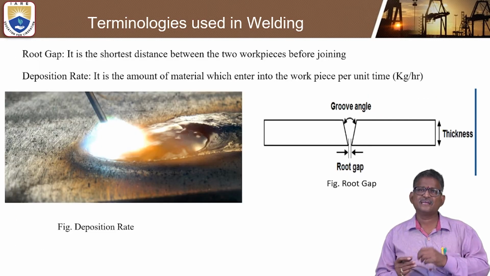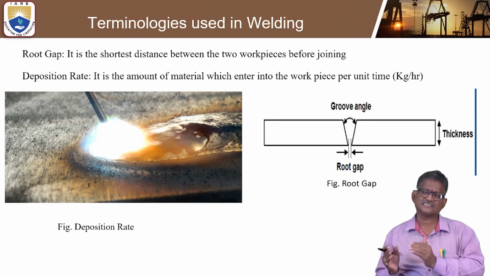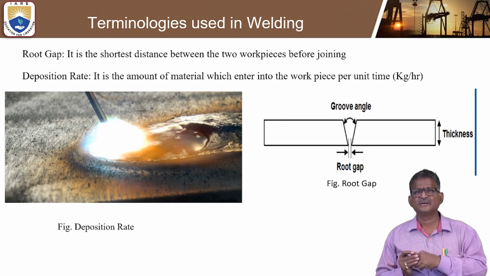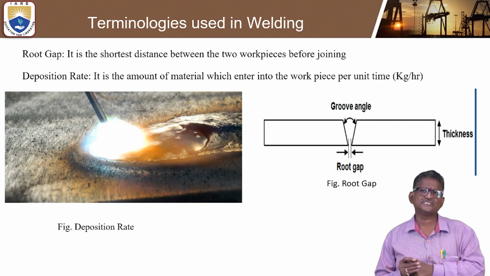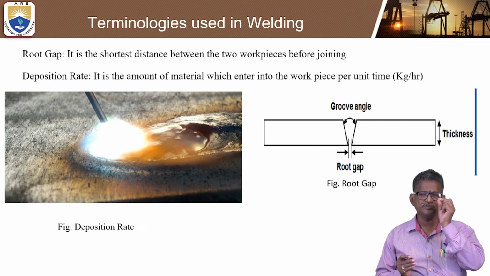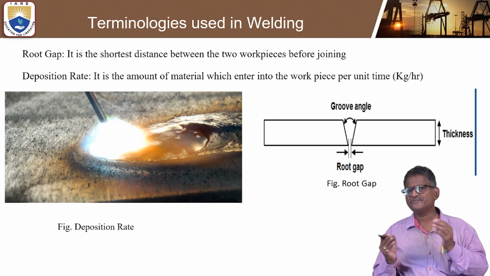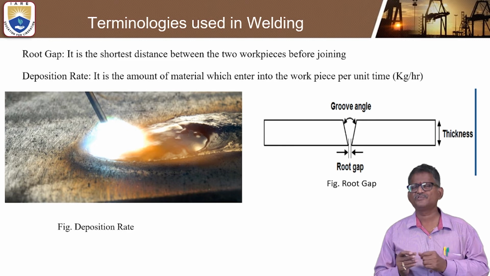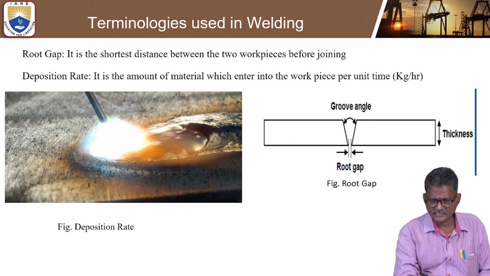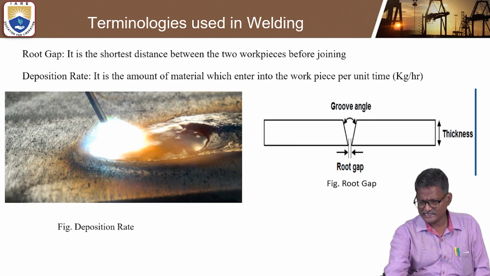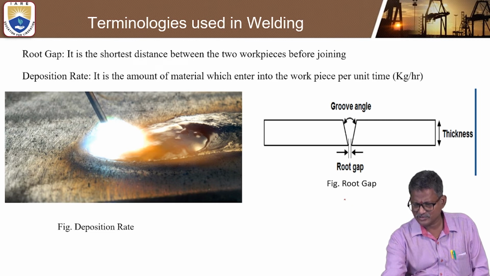Before going to discuss that process, let us see another two important terminologies where you can focus: root gap, and how the deposition rate occurs in any fabrication of two metals. Okay, so here you can see the root gap. In the right side line diagram, you can see that this is the root gap.